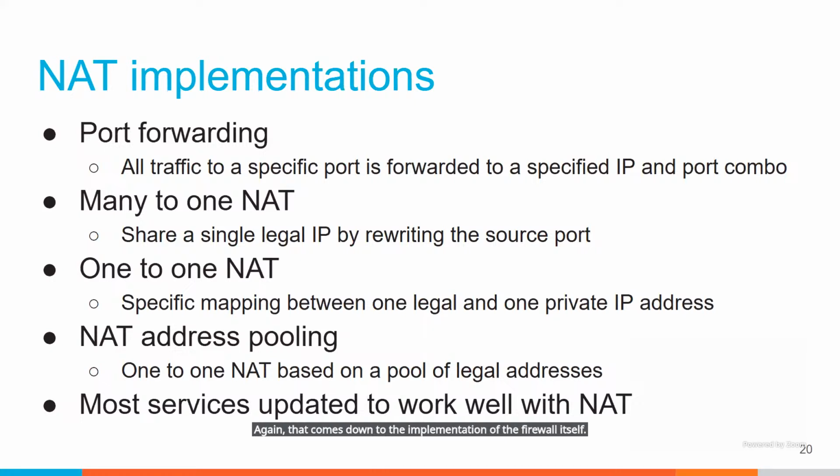But the idea is now when something comes back to that legal IP address, the firewall says, oh, well, there's actually multiple systems hiding behind that legal IP. What port is it trying to respond to? Oh, that port maps to 192.168.1.25. Okay, I'm going to change the IP address to that IP, and I'll change the destination port back to the port that that system was using. So that's typically how you're going to see many to one NAT implemented.